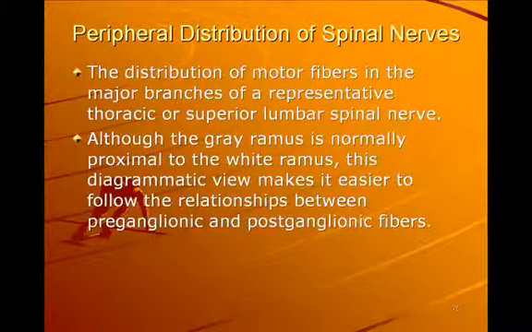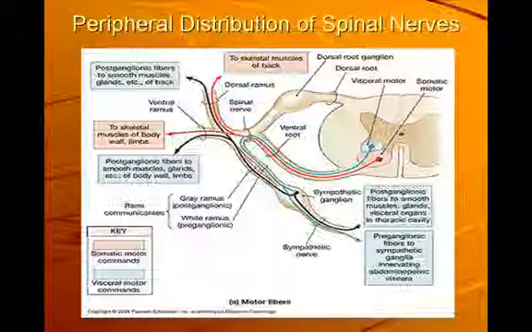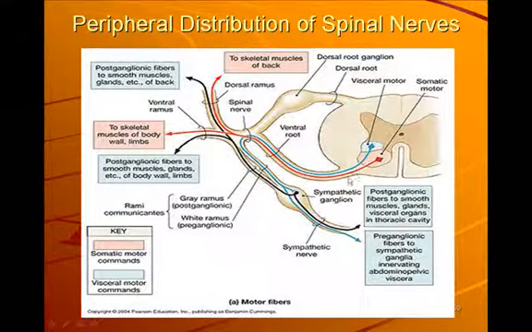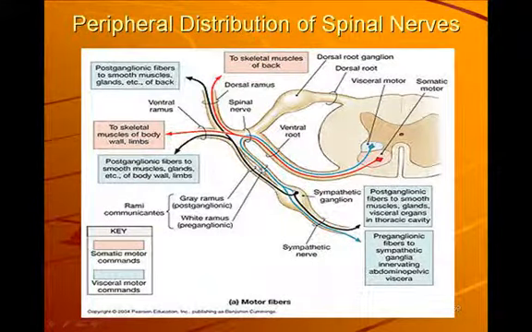Now please note that in the previous illustration you see the distribution between the ganglion. Here's the ganglion. Here are the preganglionic fibers. Here are the postganglionic fibers as it relates to the dorsal root. Here you see preganglionic fibers as it relates to the ventral root. You see the ganglion here and then postganglionic fibers. This is representative of the sympathetic nervous system.